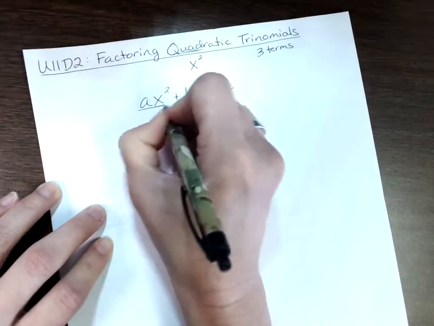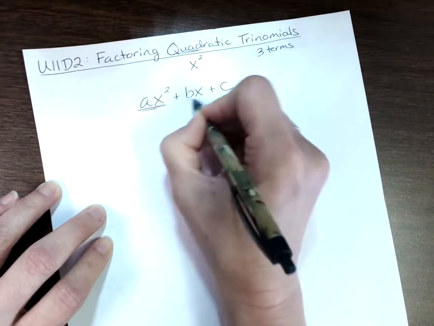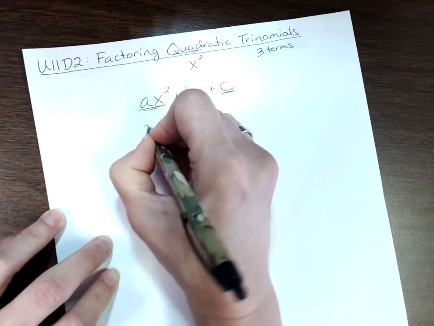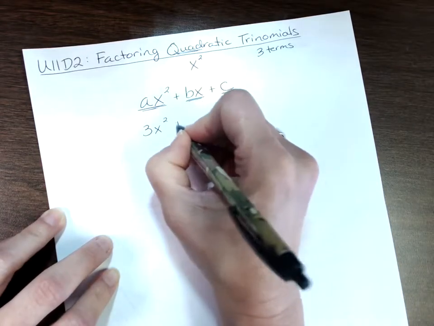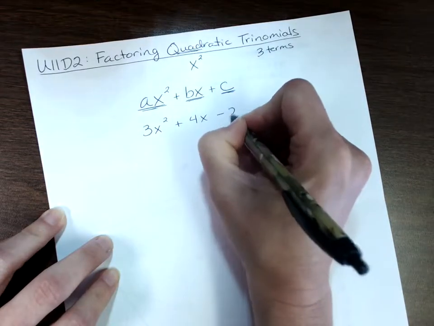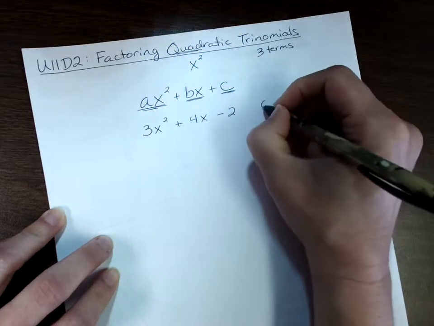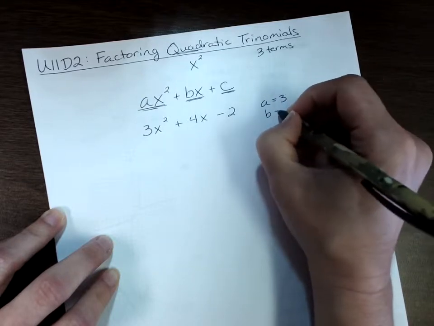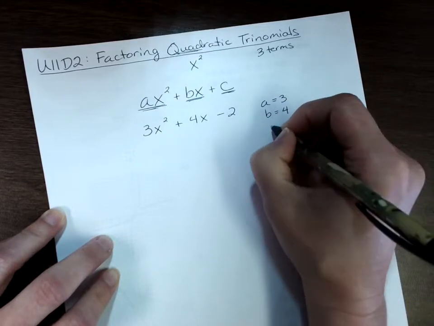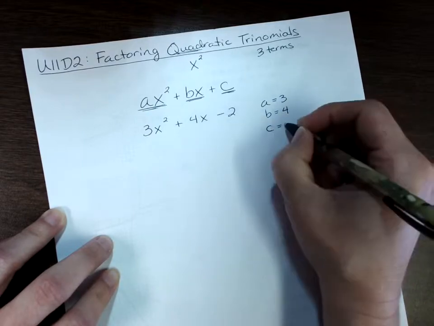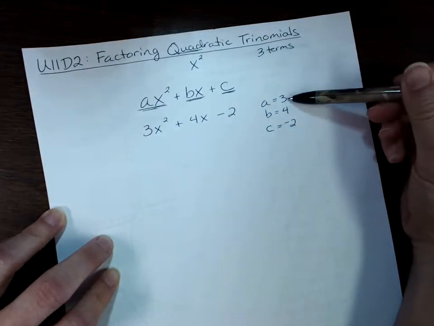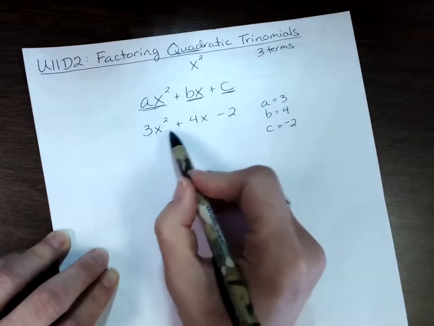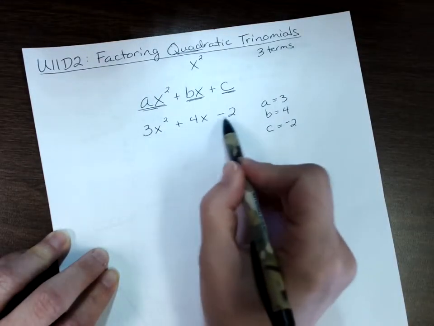So this is the quadratic term and the quadratic coefficient. This is the linear term and linear coefficient, and this is the constant. So for example, if I have 3x squared plus 4x minus 2, then my a value is equal to 3, my b value is equal to 4, and my c value, the constant, is equal to negative 2. So you're going to need to be able to identify these a, b, and c values today. Okay? And we're going to learn how to factor things that look like this.